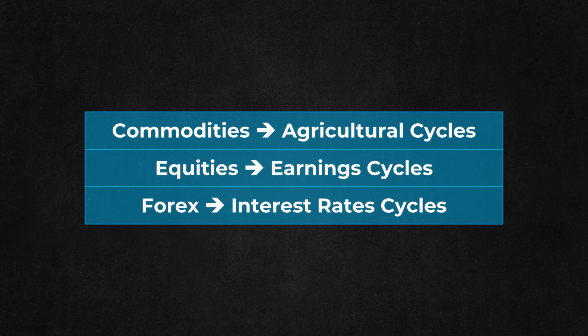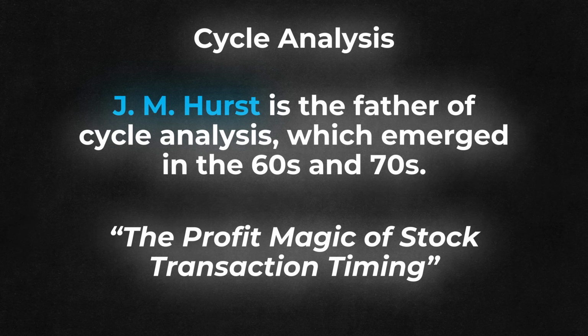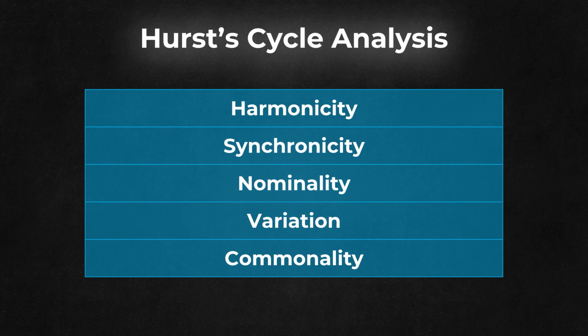In technical analysis, the major reference in terms of cycle analysis is J.M. Hurst, who is considered to be the father of cycle analysis, which emerged in the 60s and 70s. His seminal work can be found in the book called The Profit Magic of Stock Transaction Timing. Hurst's cycle analysis follows several principles such as harmonicity, synchronicity, nominality, variation, and commonality. I will eventually post a cycle analysis course here in the channel.